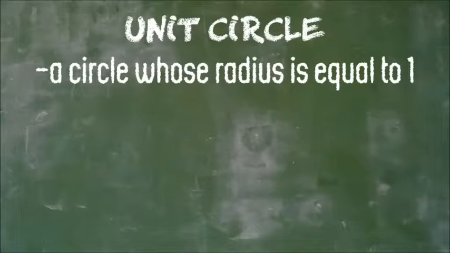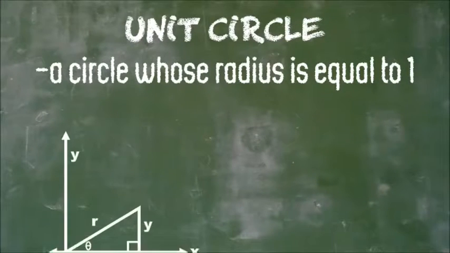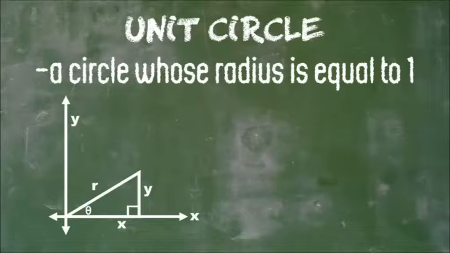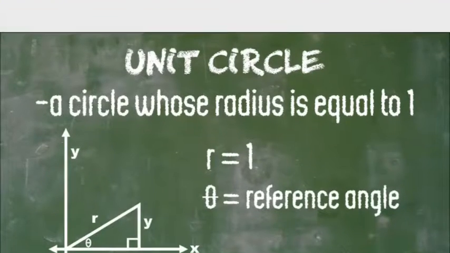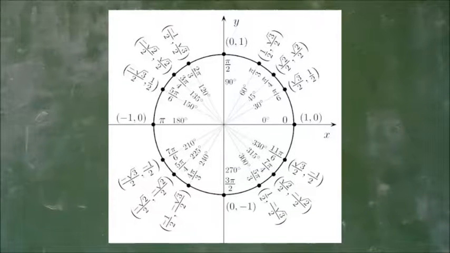So the unit circle is a circle whose radius is equal to 1. We have this picture which shows the vertical lines as the y-axis and the horizontal lines as the x-axis. As said before, r is the radius which is equal to 1 and theta is the reference angle. Here we have the picture of the unit circle itself. The first values are the values of the x-axis and the second values are the values of the y-axis.